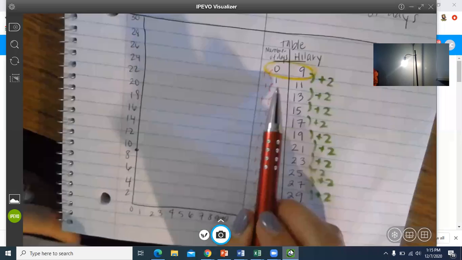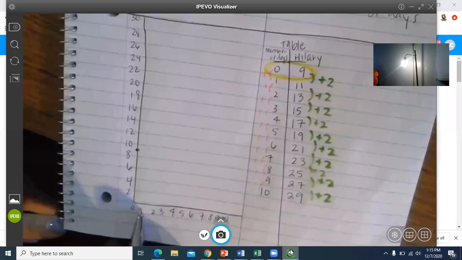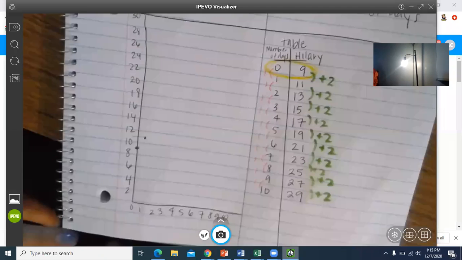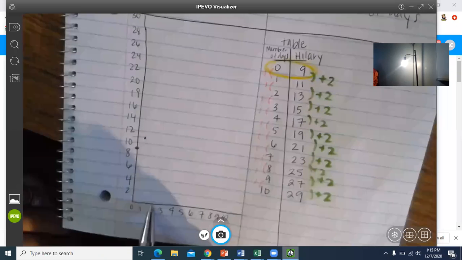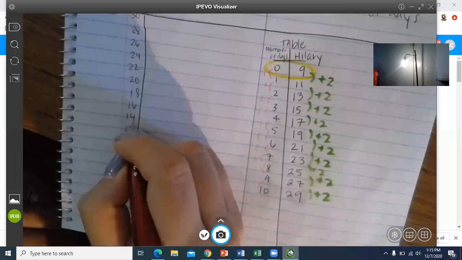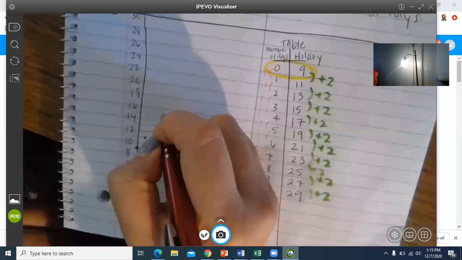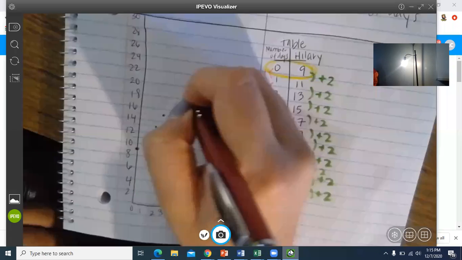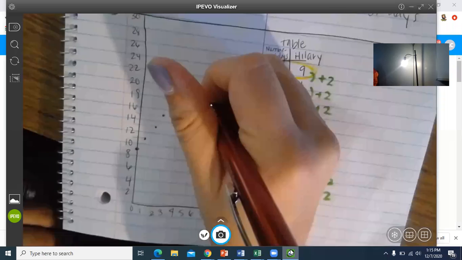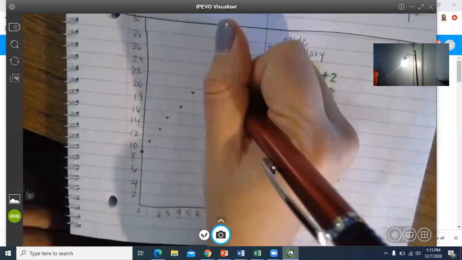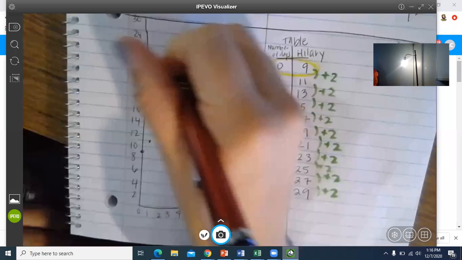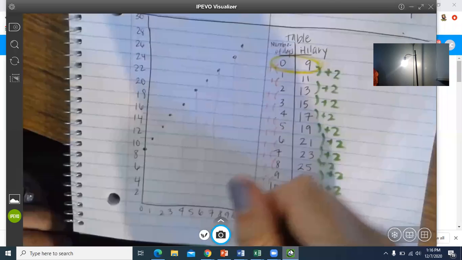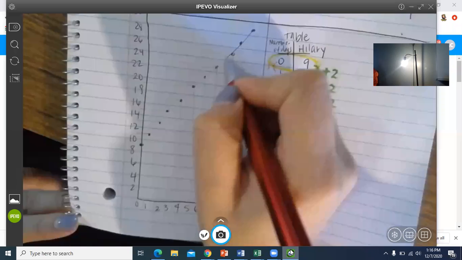All right, and then at 1 it's going to be at 11. So here's 1. Find the 1, and I go up to 11, between 10 and 12. And then day 2 is 13. Day 3 is 15. Day 4 is 17. Day 5 is 19. Day 6 is 21. Day 7 is 23. Day 8 is 25. Day 9 is 27. Day 10 is 29. Okay.